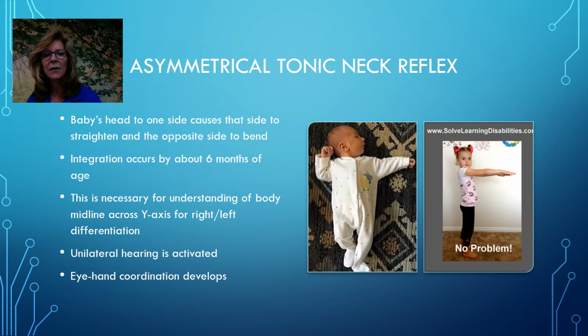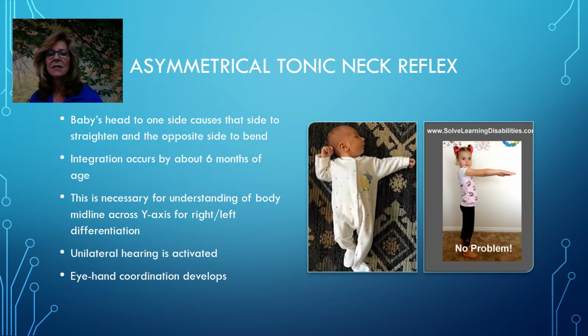Anyway, with the ATNR, the baby turns his head to one side, as you see the little baby in the picture here, and that causes the side that the baby is facing towards to straighten or extend, and the opposite side will bend. And integration of this particular reflex usually occurs by about 6 months of age. Most primary reflexes are integrated within the first 6 to 12 months of life, and they are replaced by postural reflexes, or more deliberate movements, so we're not just reactive all the time.